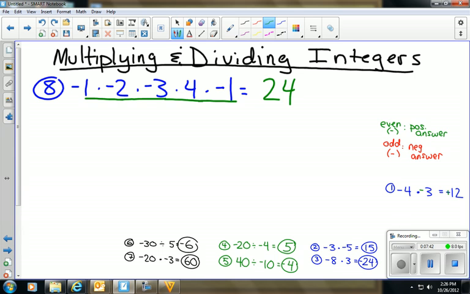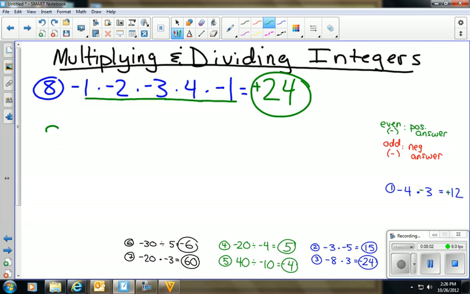And then I'm just going to count up my negative signs. So I have 1, 2, 3, 4 negative signs. Well, 4 is even, so therefore the answer has got to be positive. Since there are 4, it's even, it's a positive answer, it's positive 24.